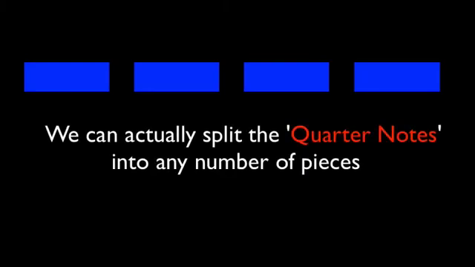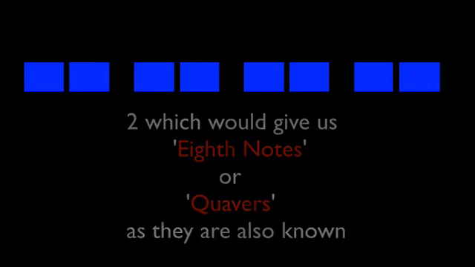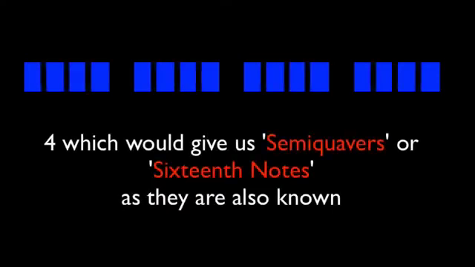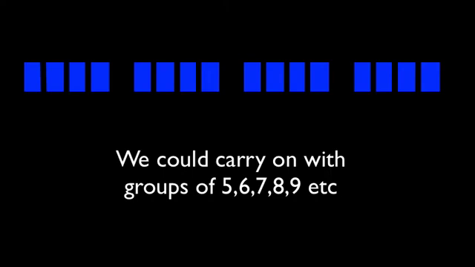We can actually split the quarter notes into any number of pieces. 2, which would give us eighth notes or quavers, as they are also known. We could split the quarter notes into 3, which would give us triplets. These would be called quaver triplets. We can also split the quarter notes into groups of 4. This would give us semi-quavers or 16th notes, as there would be 16 notes in a bar. We can carry on doing this with 5s, 6s, 7s, and 8s and 9s, etc.